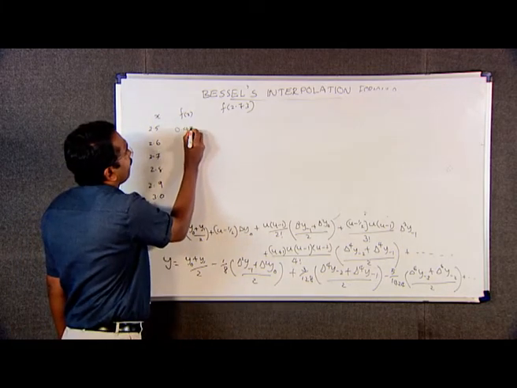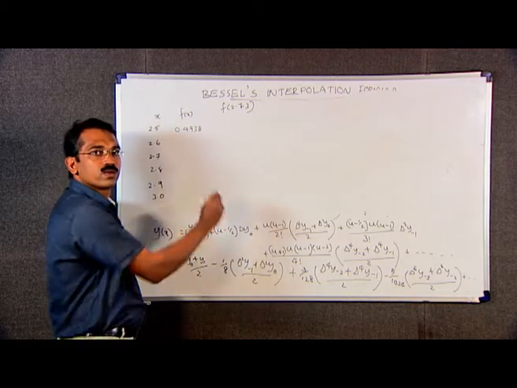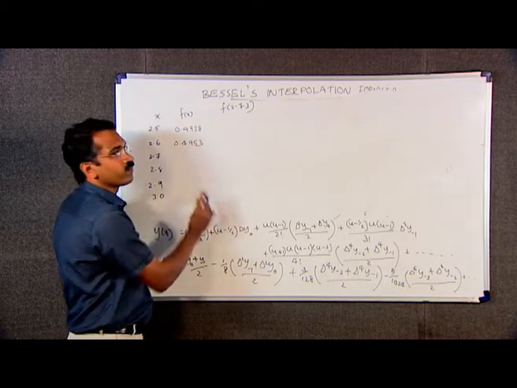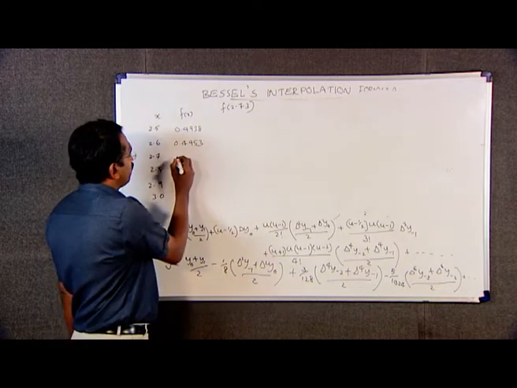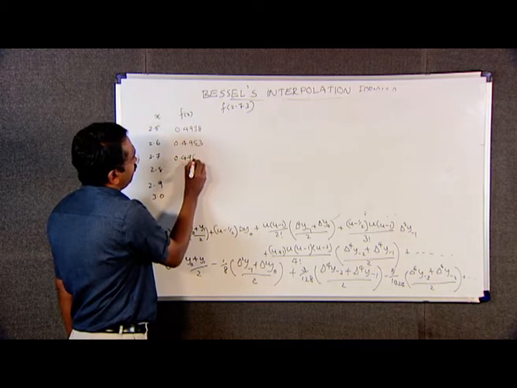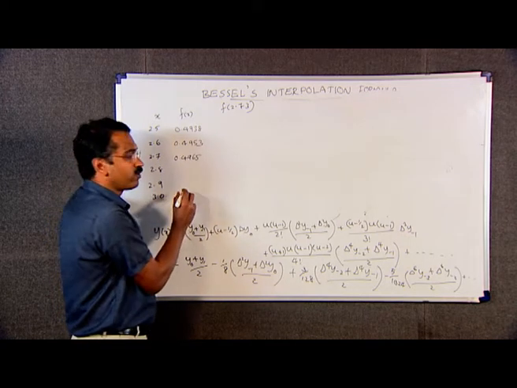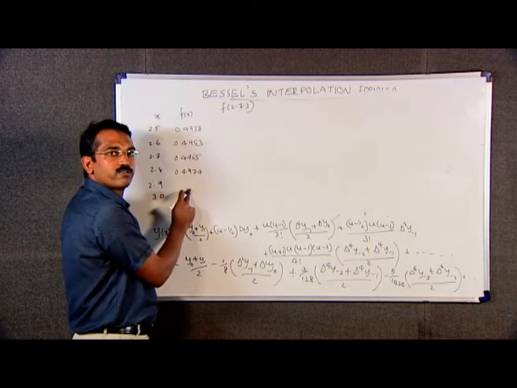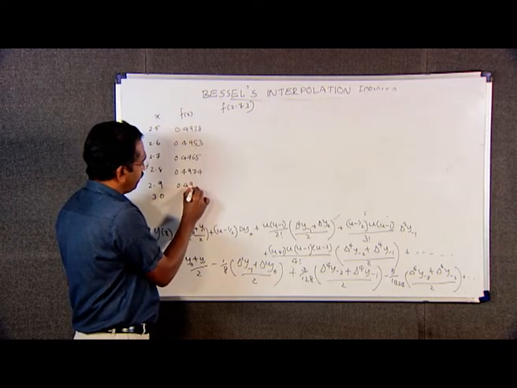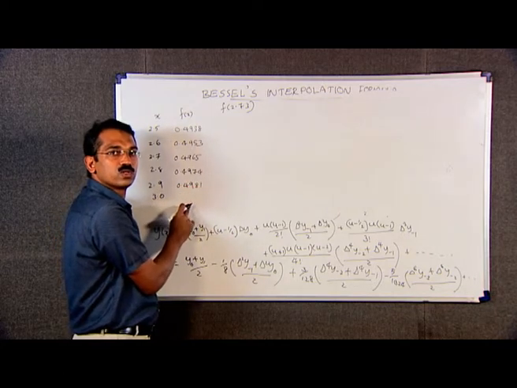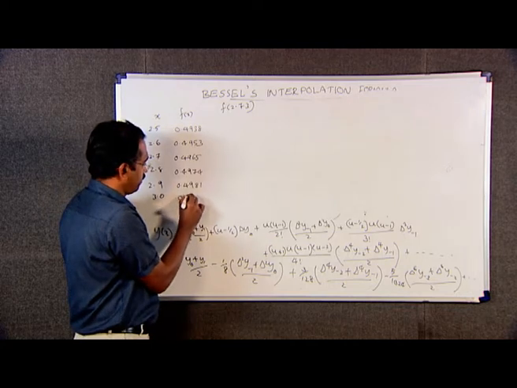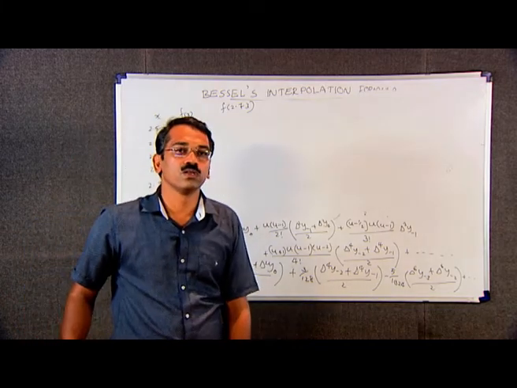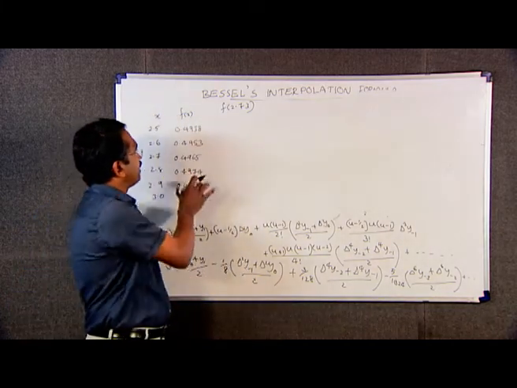0.4938, 0.4953, 0.4965, 0.4974, 0.4981, and the last one is 0.4987. These are the function values. This is the given data.